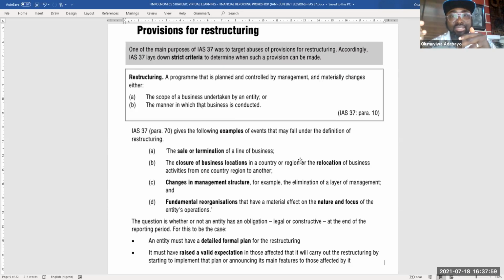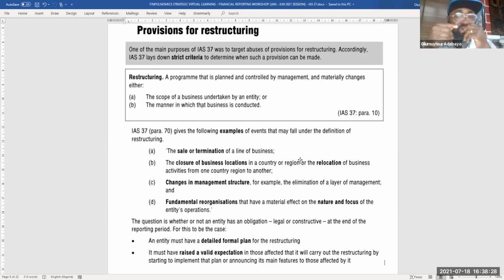In other instances, you may not be able to provide. But the question is, what condition must be fulfilled for you to provide that? The standard makes us understand that there are two conditions that, if they are met, restructuring costs must be provided for. But if at least one is not met, restructuring costs will not be provided for.